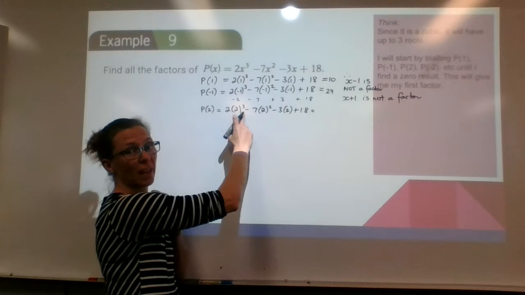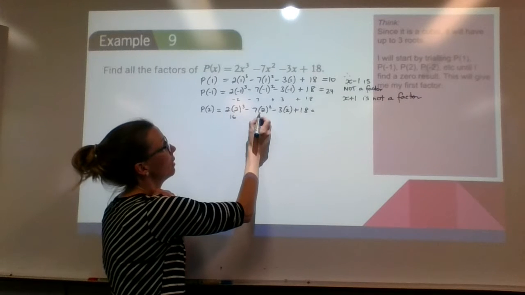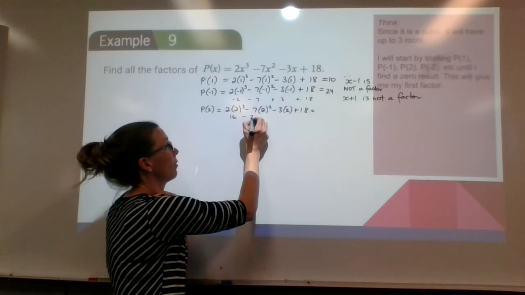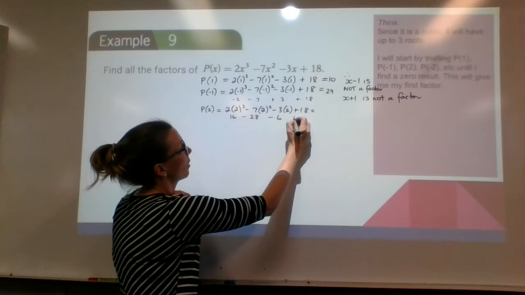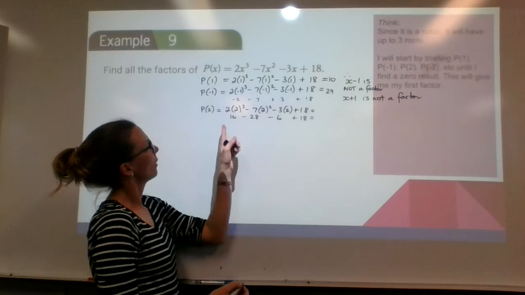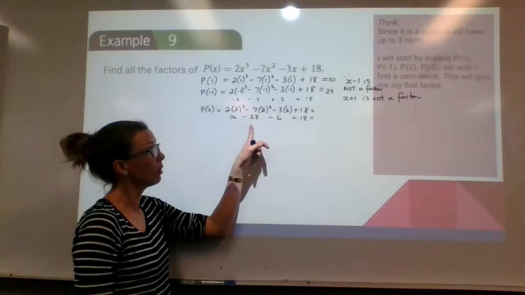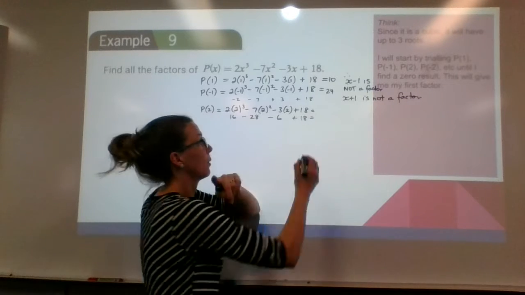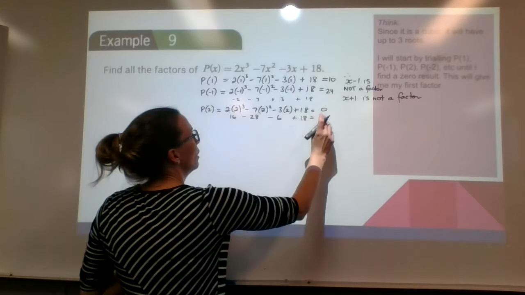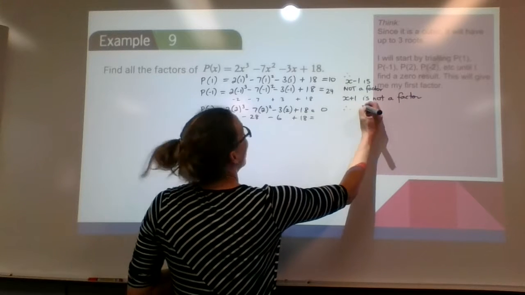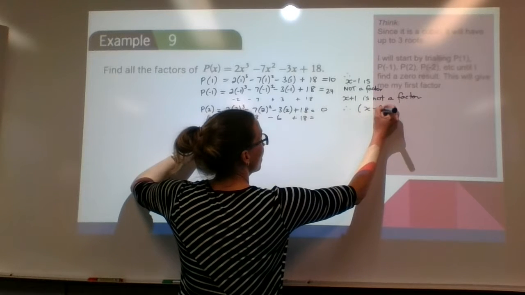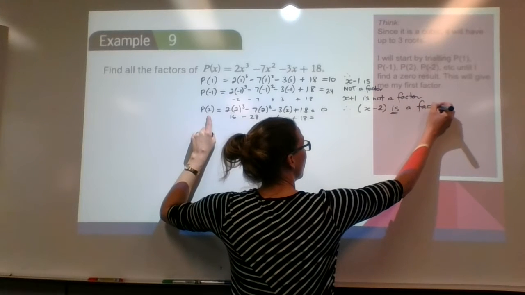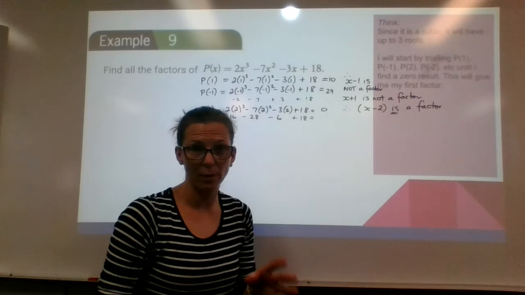So 2 cubed is 8. 8 times 2 is 16. 2 squared is 4. 4 times 7 is 28. Take 6 plus 18. So let's go 16 take 28 is negative 12. Take 6 is negative 18. Plus 18 equals 0. And that's what I've been looking for. So once I've got that 0, I know that x take 2, opposite sign, is a factor. Okay, so I found my first factor.